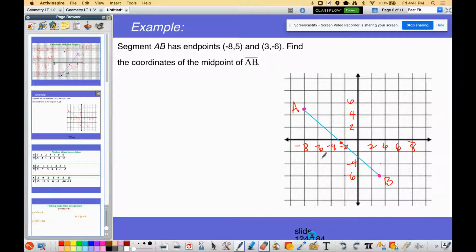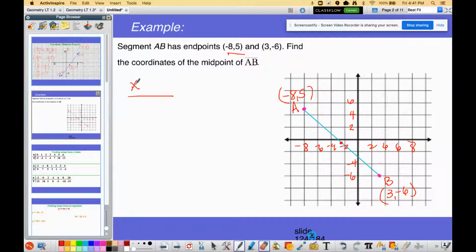Now let's try another example. Draw another coordinate plane. For this one, I counted by 2s just because my grid was small. My points given to me are (-8, 5), that's point A, and point B is (3, -6). Again, pause as you need to.